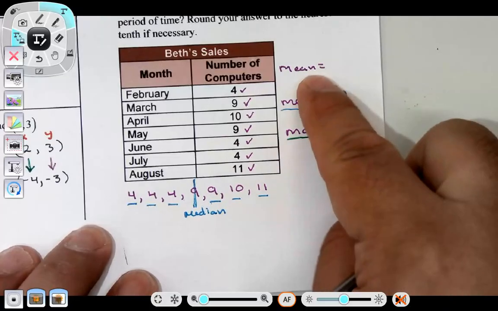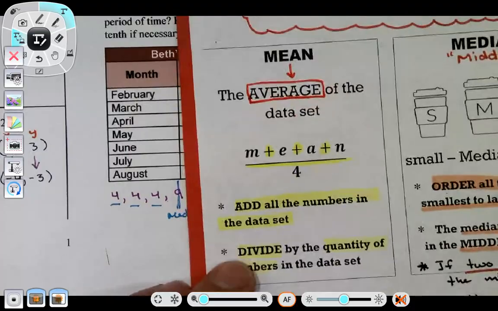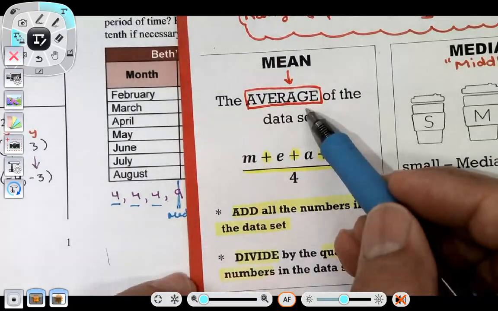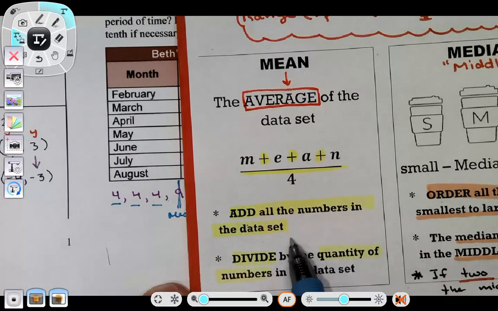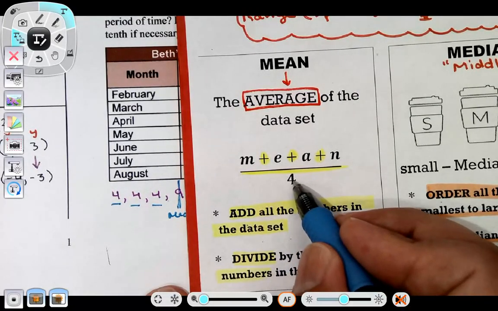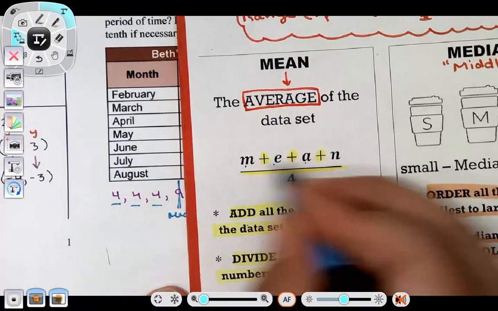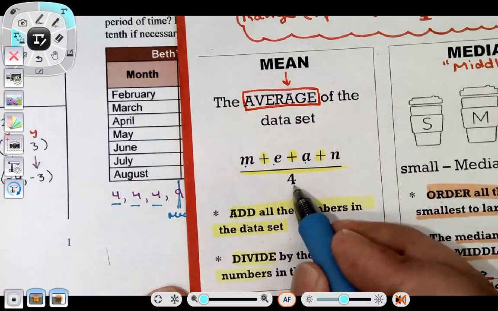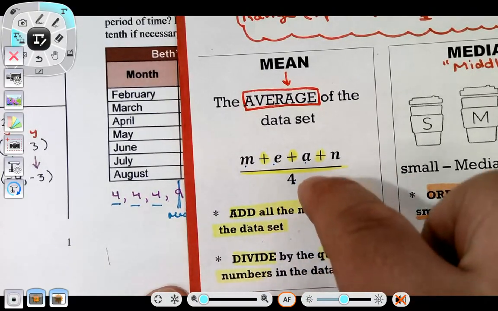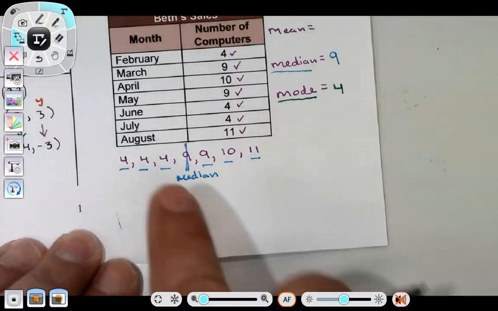All right, now, I saved this one for the end because I did catch a couple mistakes the other day. The mean. The mean is the average. And it says, add all the numbers in the data and then divide by the quantity of numbers in the data set. The problem is some people are going, so do I always divide by 4? No, this is just an example. They put a 4 here because they did 1, 2, 3, 4 numbers were added, in this case, letters. So they divided it by 4. But this should be the total amount of numbers there are.